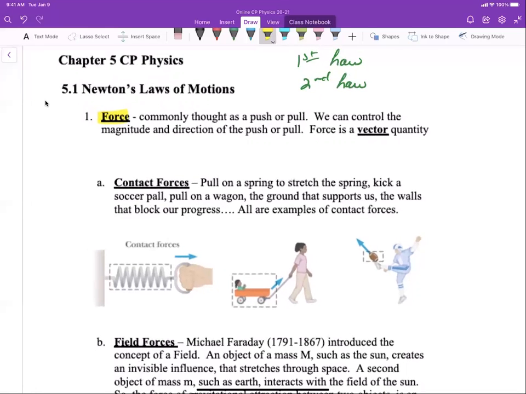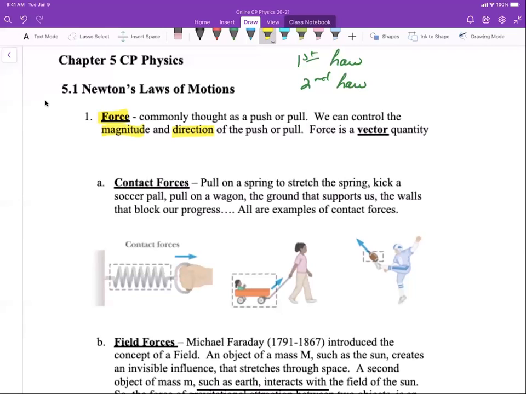So what is a force? Force is commonly thought as a push or a pull. So if you were to push, let's say, a box across the floor, you're actually putting a force on the box. Or let's say, for example, you were to pull a wagon, that's a force. So we can push or pull stuff, objects, with a force. And there's different types of ways that that occurs. So a force is a vector, so therefore it has both a magnitude and direction.